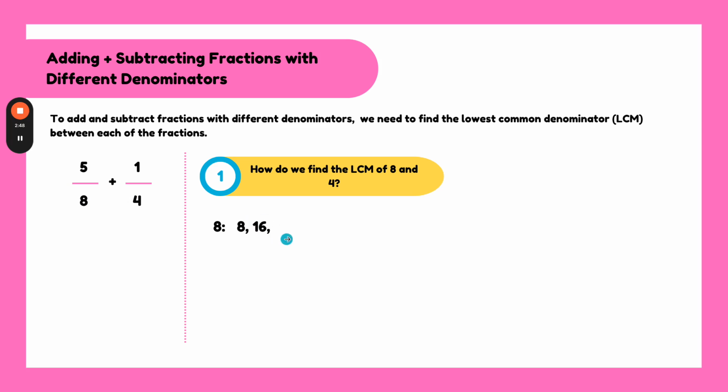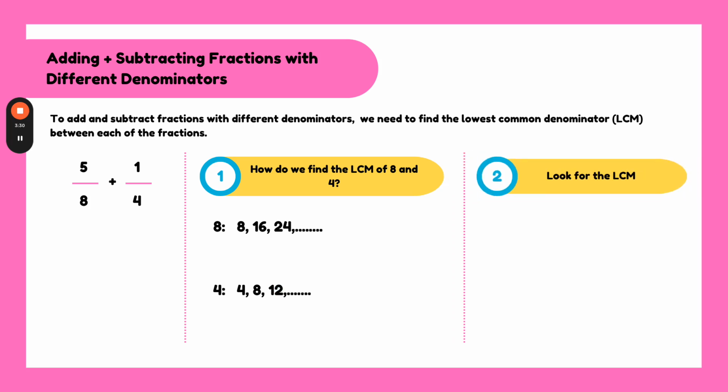So for 8, we have 8, 16, 24, because 8 times 1 is 8, 8 times 2 is 16, 8 times 3 is 24. So these first few numbers make up the multiples of 8. And for 4, we have obviously 4, 8, 12. These are the multiples because 4 times 1 is 4, 4 times 2 is 8, and 4 times 3 is 12.